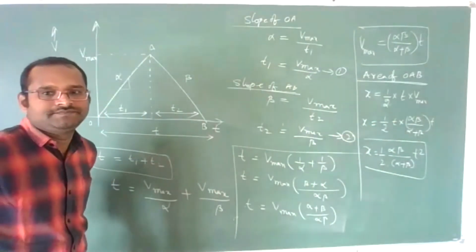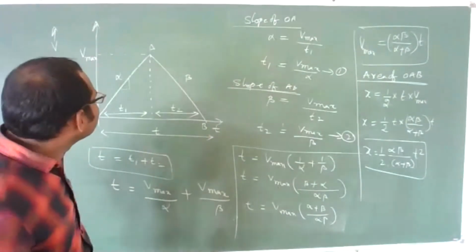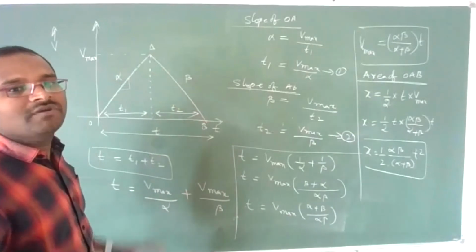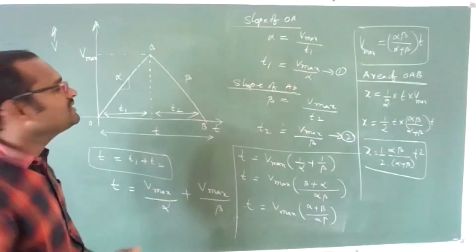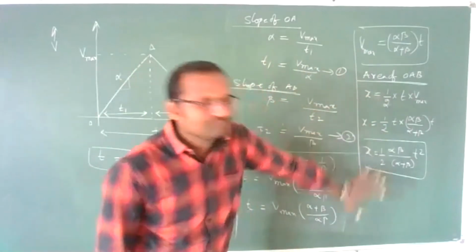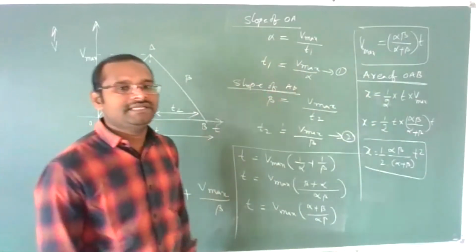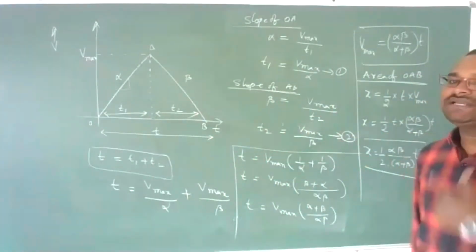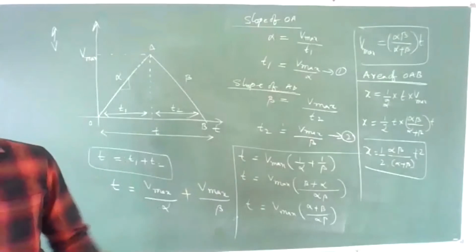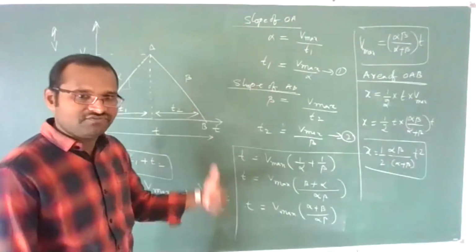Important, keep in mind. If they ask, how much distance will the vehicle travel? Area under this graph. Area point is very important. Remember. It is a repeated question. Previously, 2-3 years back, they have asked this type of questions continuously.